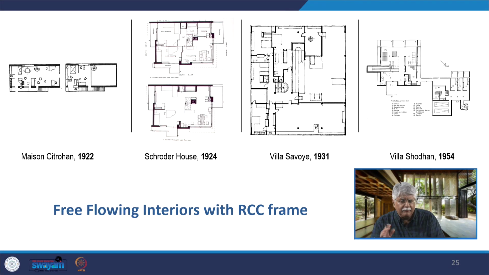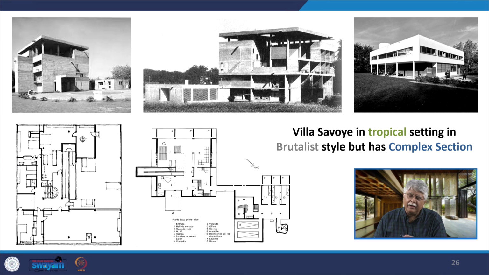Now you find free flowing interiors in an RCC frame continuously in his projects, starting say from the earlier Citroën in 1922. This is not his building, but it reflects the same idea of the free flowing plan with an RCC frame. Shader House by G.T. Ritwell, there is Villa Savoye, and then we find that in the Villa Shodhan in 1954, which is unlike Villa Savoye, Shader House, Citroën, which were in white planar geometry. This is brutalist. So Villa Savoye in a tropical setting, in brutalist style, but a much more complex section is what Villa Shodhan, or Shodhan House, is.